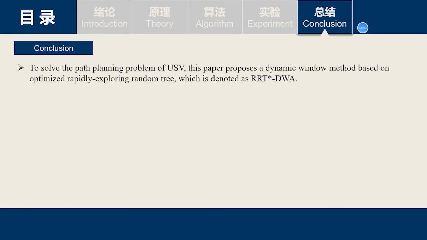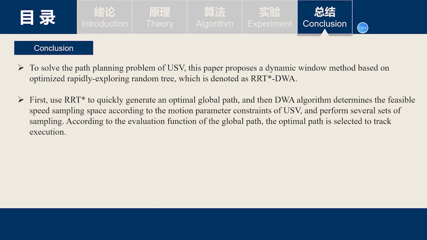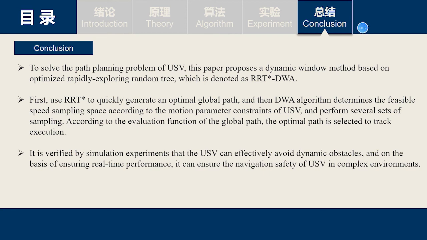Finally, let's draw our conclusion. To solve this problem, we use the RRT star based on DWA. First, we use RRT star to quickly obtain an optimal global path, and then the DWA algorithm determines the feasible speed sampling space according to the kinematic parameter constraints of the USV and performs several sets of sampling. According to the evaluation function of the global path, the optimal path is selected for track execution. It is verified by simulation experiments that the USV can effectively avoid dynamic obstacles.